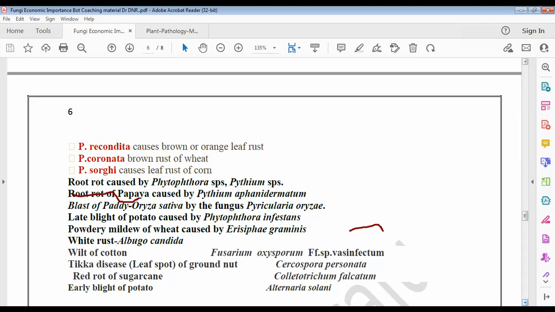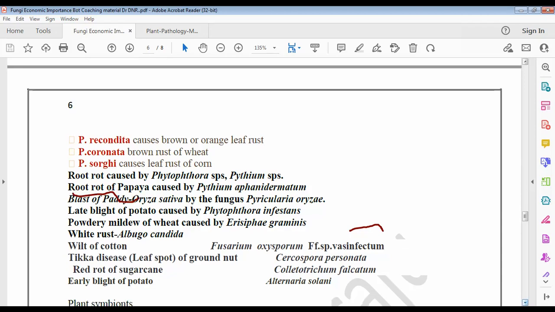So many root rot of sugarcane. And you know red rot of sugarcane. Red rot of sugarcane is caused by Colletotrichum falcatum, sickle-shaped conidiospores. I already told you.